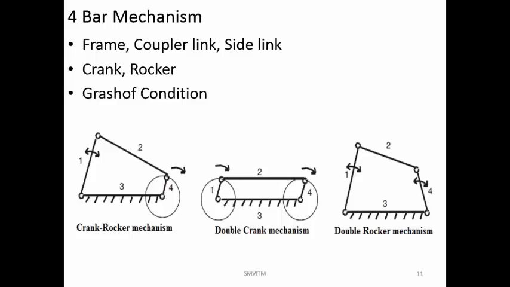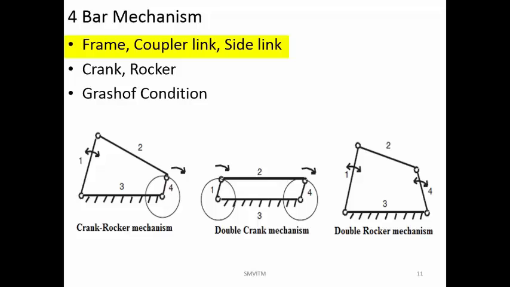One of the simplest mechanisms that is achieved is a 4-bar mechanism. Now if you have 4 links of different lengths, then you can have a mechanism to get different kinds of movements. What the movements are and how they operate, we'll discuss. Now there is a specific name for each of these 4 links. You have the frame, a coupler link, and a side link.